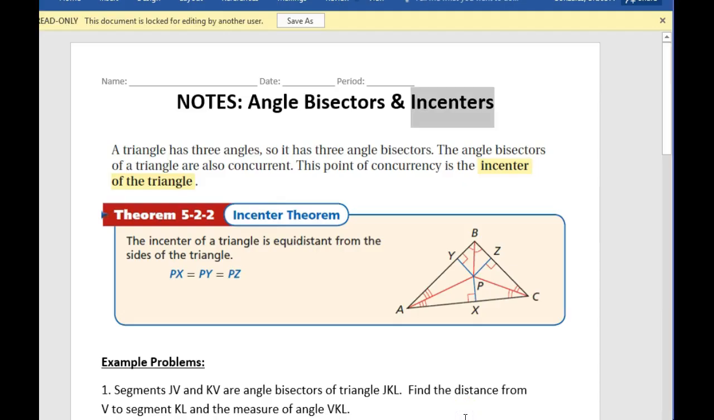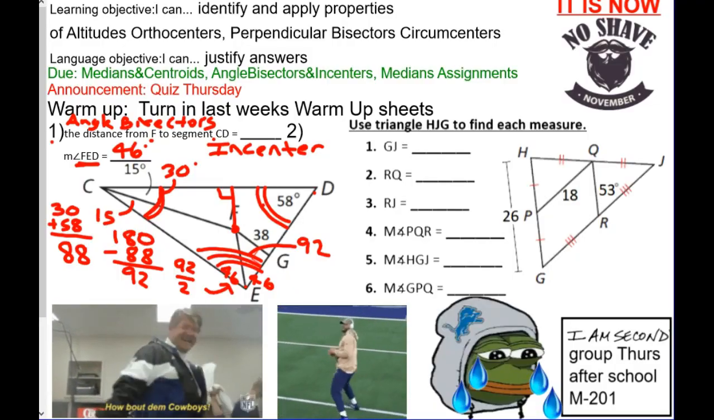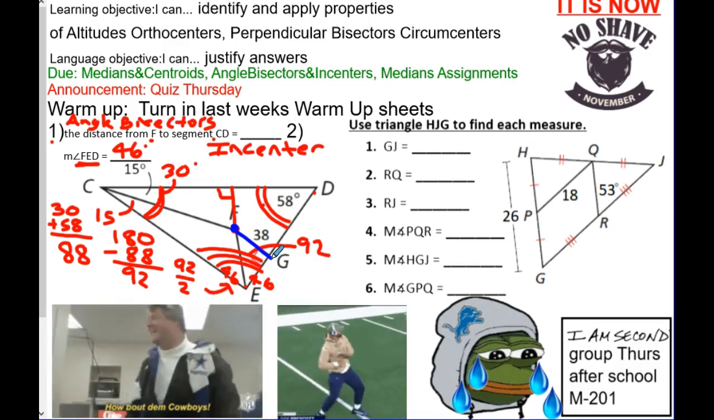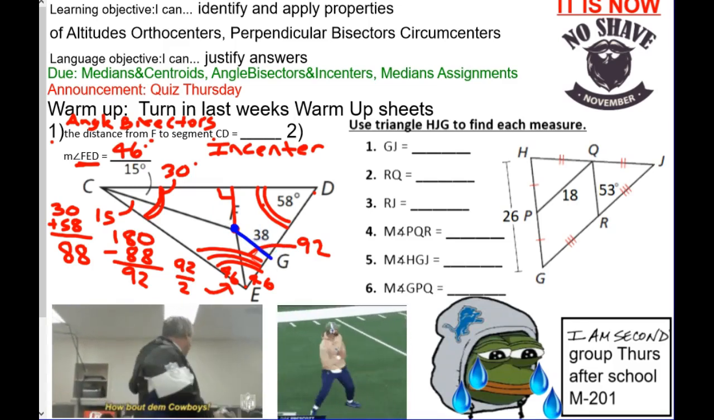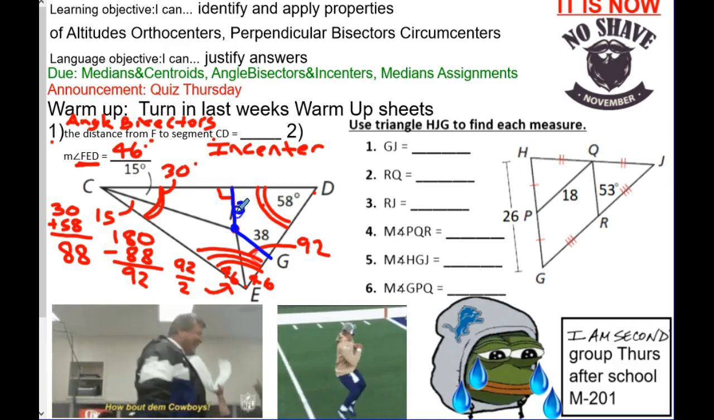What did we learn about an incenter? The incenter is equidistant from the sides. So see the segments here in blue? They're all the same when they go from the incenter to each side. So if you know it's equal distance to each side, well, let's see if we have another one to each side. So from here to here is what? 38, right? So that means from here to here is going to be 38.